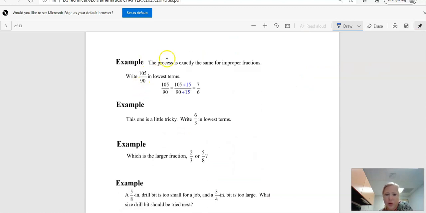Okay, so the process is exactly the same for improper fractions. 105 divided by 90. Now they started with 15. I would have probably started with 5 off the bat because I would have noticed that this ends in 0, so 5 goes, and I would have probably taken a little bit more steps. But if you can think of a bigger number that goes into both of them, that's great. Okay.